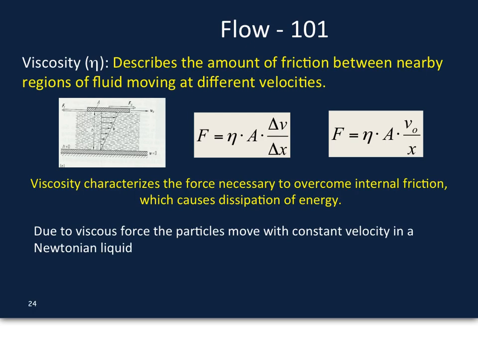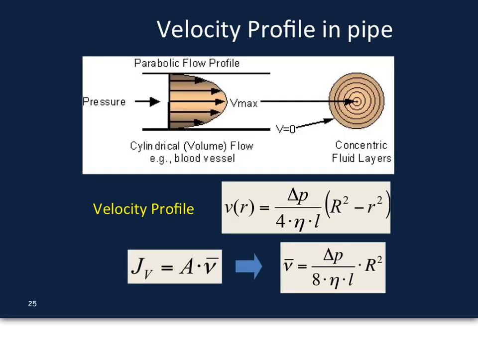A Newtonian liquid is a liquid where the particles move with a constant velocity due to viscous force. Now from the viscous force equation, it turns out that we can derive an equation for the velocity distribution as a function of radial position on the cross-section of a given pipe. That's what we're illustrating here. And it turns out that the velocity is actually parabolic through this pipe.